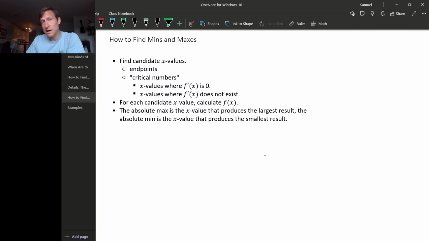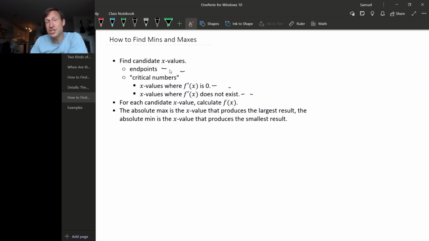We're trying to find absolute minimums and absolute maximums. And using the extreme value theorem, we figured out that the absolute minimums and absolute maximums have to be in one of two places. Either they're endpoints or they're critical numbers, which are places where the derivative is 0 or the derivative doesn't exist. So what we can do to find absolute minimums and absolute maximums is first make a list of all of the candidates, so make a list including endpoints and critical numbers.